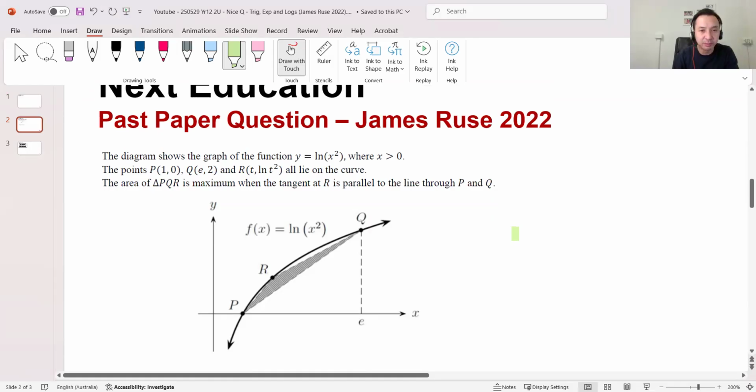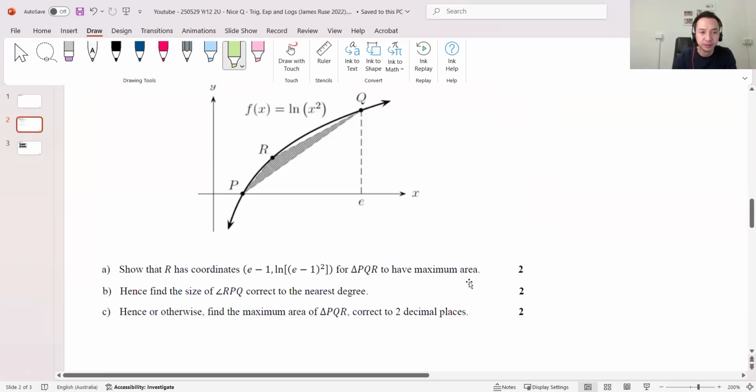Let's dive in. James Ruse 2022 has this question. The diagram below shows the graph of y equals ln x squared, and there are 3 points that lie on the curve. The next line is really important. There's a shaded triangle PQR, and the area of that triangle is a maximum when the tangent at R is parallel to the line through PQ. Show that R has these coordinates to have a maximum area.